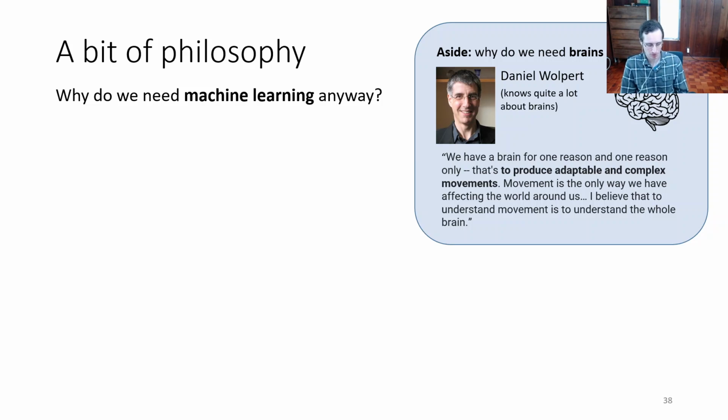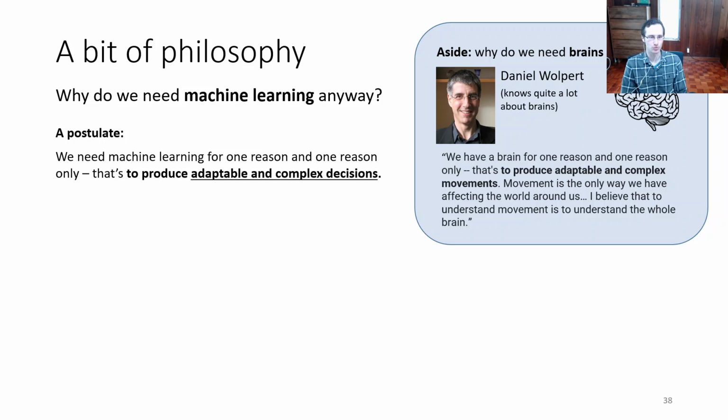Now, this may seem a little reductionist, but I think this is a very valid point. Essentially, the brain is there to move your body. In that same way, machine learning is arguably there to produce adaptable and complex decisions, in the sense that, in the end, the value of a machine learning system is in the decisions it makes. This perspective might seem obvious, but I think it has some non-trivial implications.